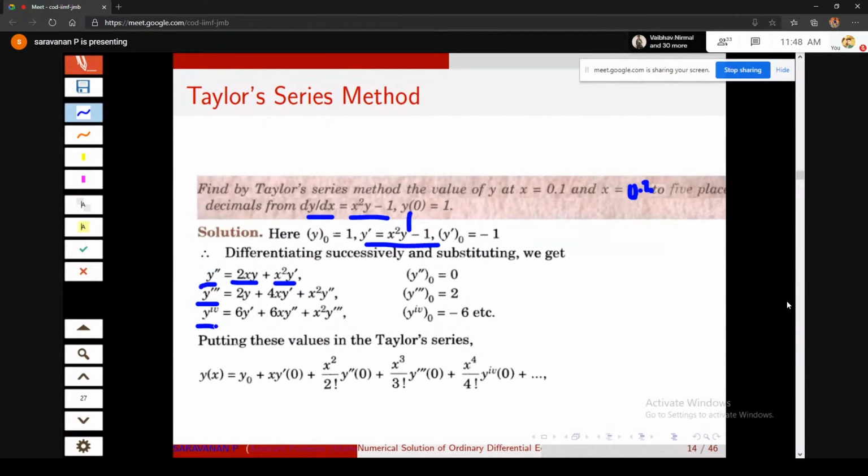So it depends upon the problem also, you can choose. Suppose it is 6 or 7 marks, you try to compute up to the fourth derivative. Suppose it is 3 or 4 marks, you can stop at the third derivative itself. Okay.